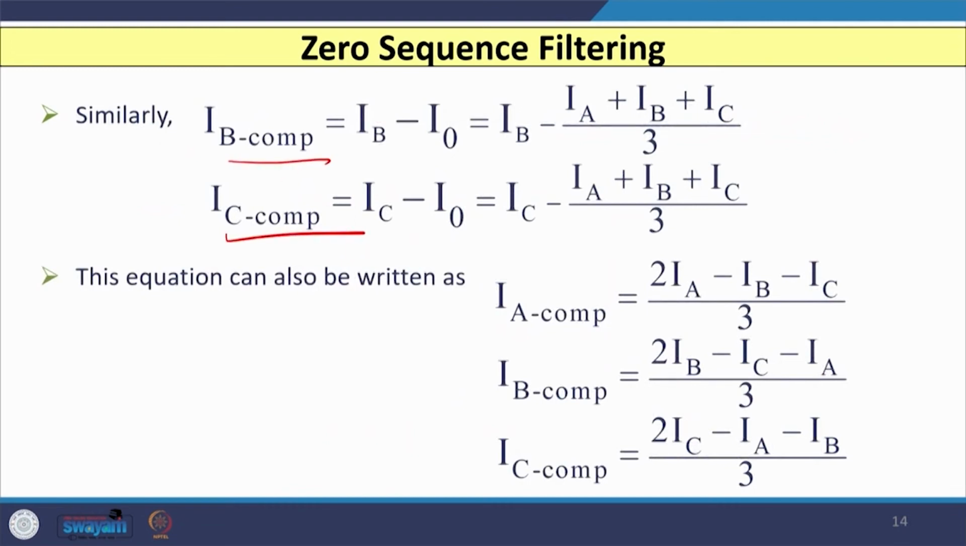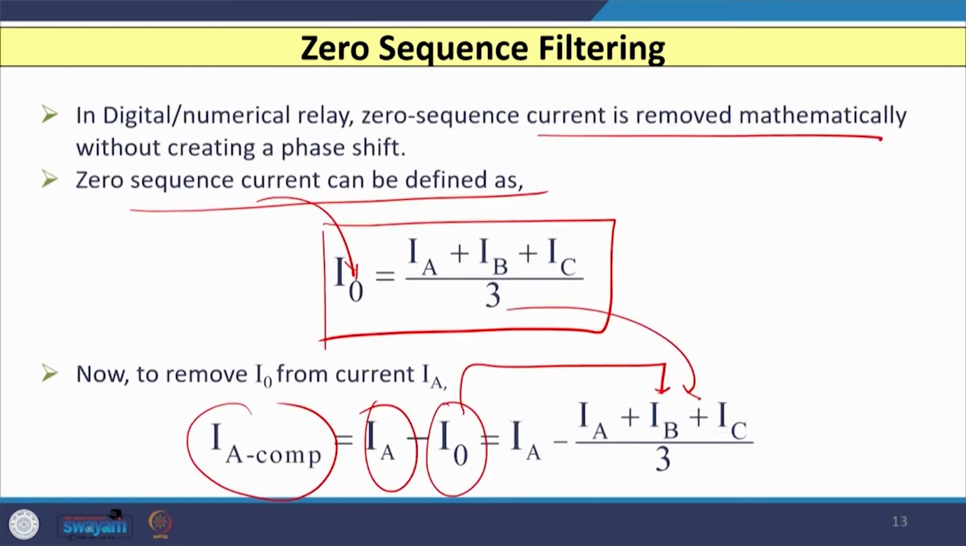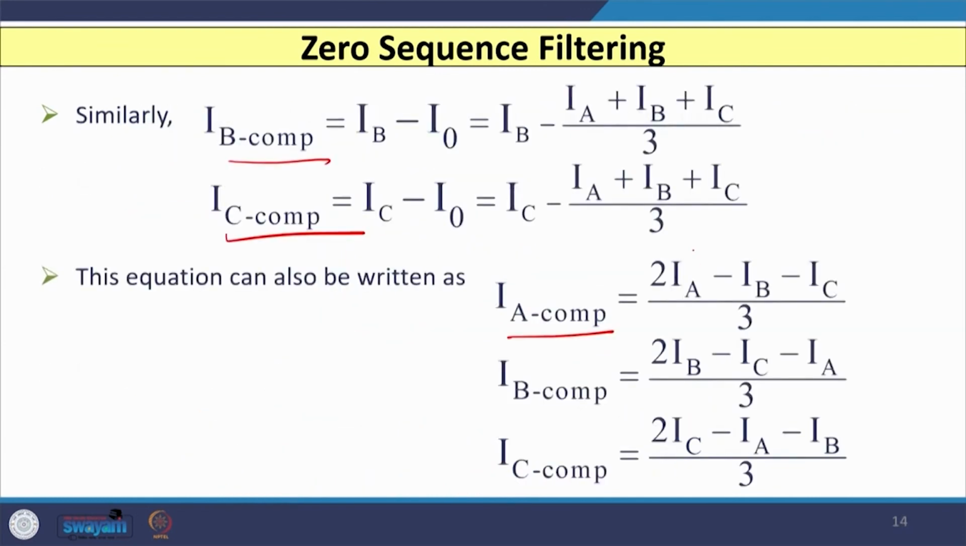So, these 3 equations, IA compensated, IB compensated and IC compensated, can be simplified. If you solve this, you have (3IA minus IA minus IB minus IC) by 3, that is, IA compensated equals (2IA minus IB minus IC) by 3. Same way you have the equation of IB compensated, that is (2IB minus IC minus IA) by 3, and IC compensated, that is (2IC minus IA minus IB) by 3.